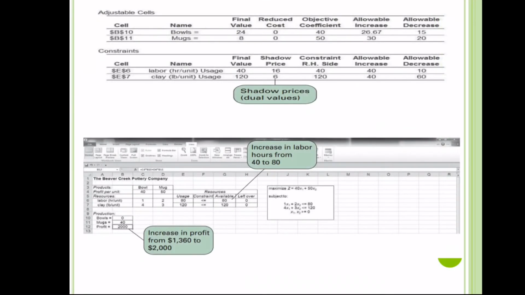You can see within the chart the adjustable cells, constraints, and Excel spreadsheets. The shadow price or marginal value for labor is $16 per hour, and the shadow price for clay is $6 per pound. This means that for every additional hour of labor that can be obtained, profit will increase by $16.